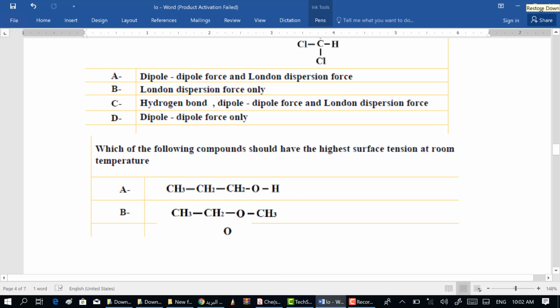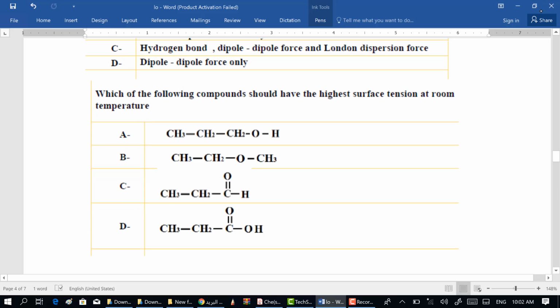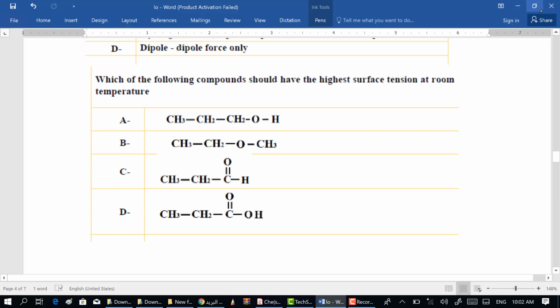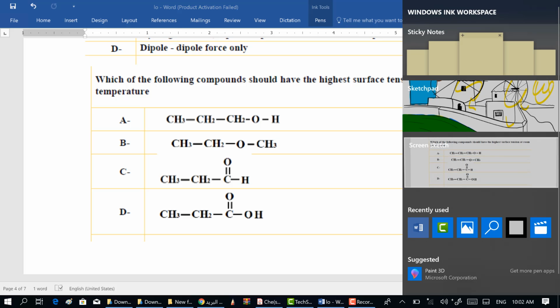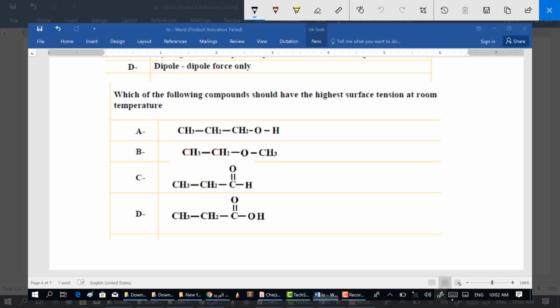Which one of the following compounds should have the highest surface tension? Surface tension at room temperature is related to the mass number. So for each compound, we calculate the mass number. The highest mass number will have the highest surface tension and viscosity as well. For this molecule, 3 carbons multiplied by 12, plus 8 hydrogens multiplied by 1, plus 1 oxygen atom, which is 16. And we calculate for the others.